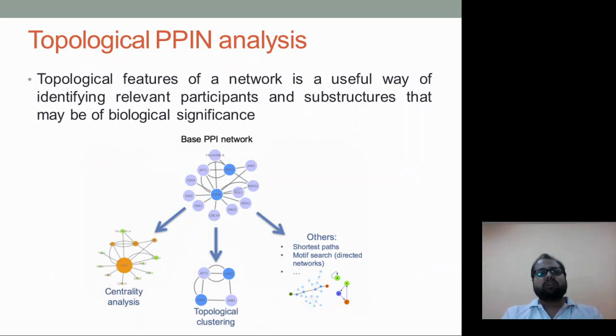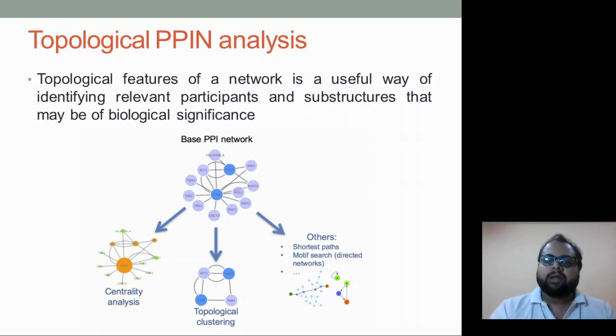Now there are two main analyses which a network does. There is centrality analysis, and second is your clustering analysis. Your clustering analysis includes some further parts called motifs or shortest paths and all. Yes, centrality analysis has two more parts to it. So we will be looking at both of these topological analyses: one is centrality analysis, and second is clustering analysis.